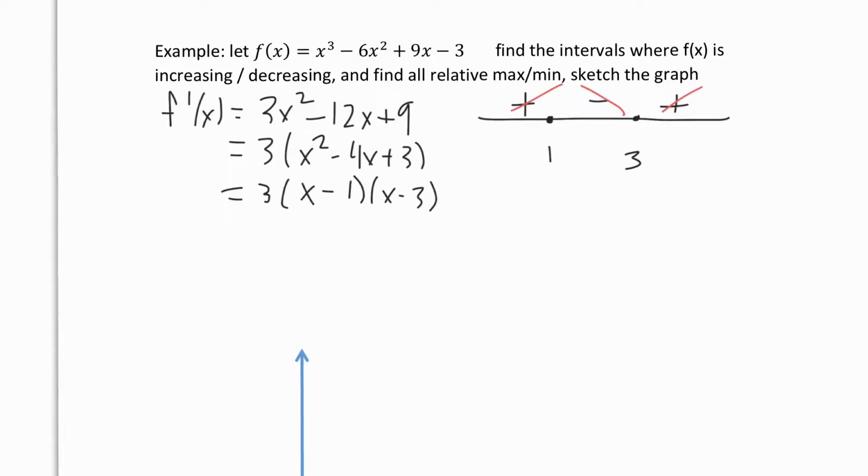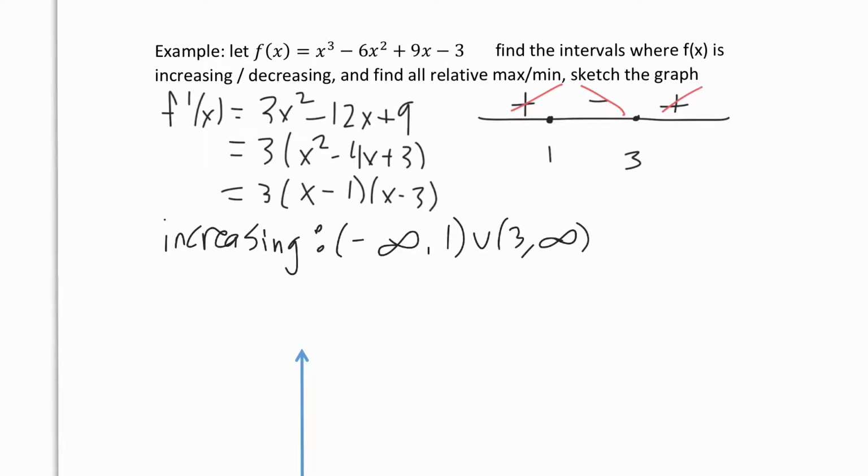So let's label those intervals. So where do we have increasing? It's increasing on, well, negative infinity to 1, union 3 to infinity. Again, we use round brackets because it's not technically increasing at that point. It's a maximum or minimum. It stopped increasing or decreasing. And it is decreasing, well, it's decreasing from 1 to 3.